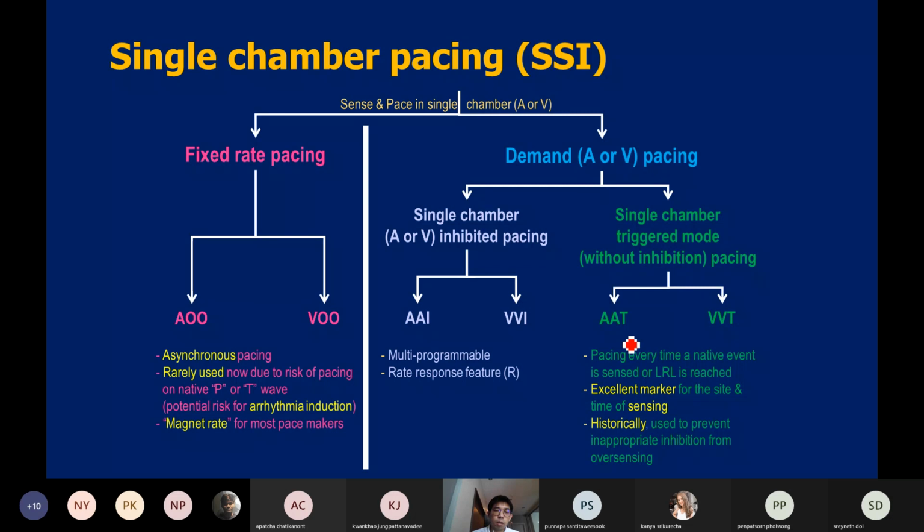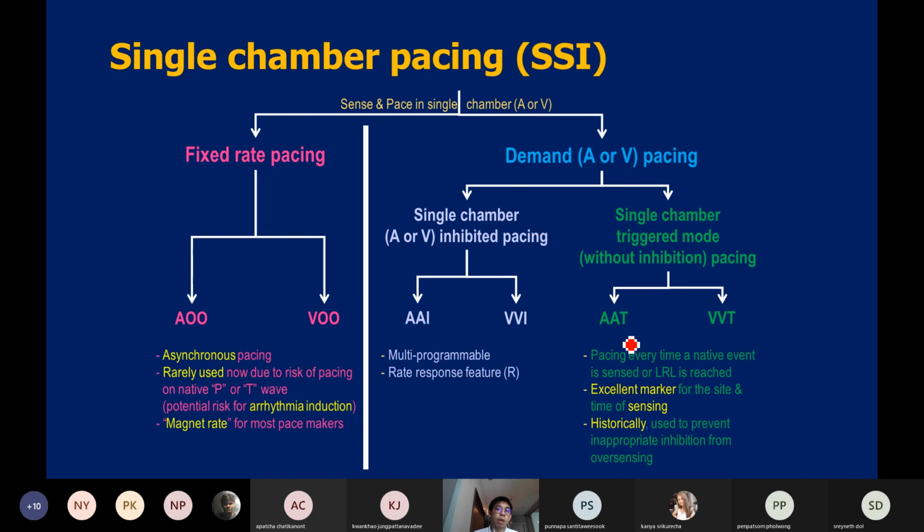This is the diagram of how to program the pacemaker. There are two modes of programming. One is fixed rate pacing, and the second one is demand pacing. The fixed rate pacing is that you don't care about the intrinsic rate. You don't need any sensing. You just pace at the rate you want.